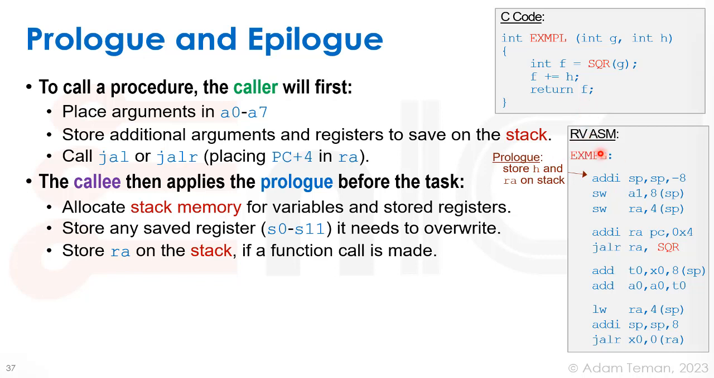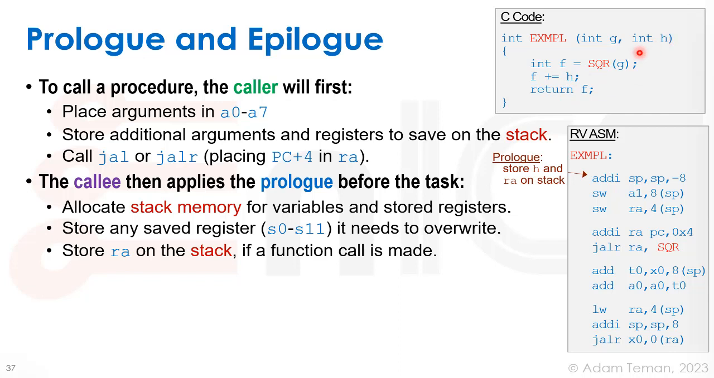So this is the label that's saying where this function starts. So we start with this prologue, and what the prologue is going to do, it's going to first decrement the stack pointer. So the stack in RISC-V goes from top to bottom. So we're going to decrement the stack pointer by 8 because we need to store 2 words. Which words do we need? We need to store H because it's going to be used.